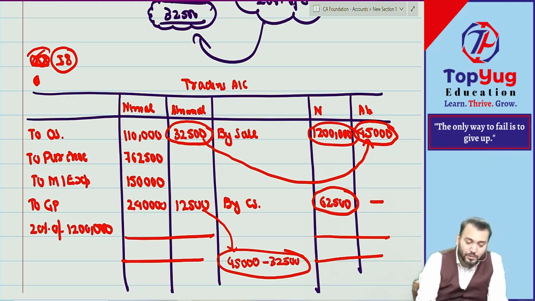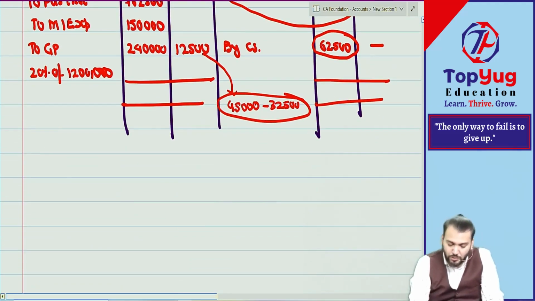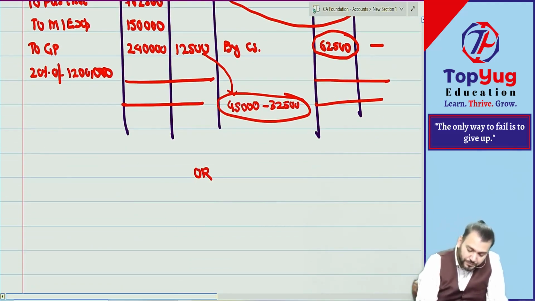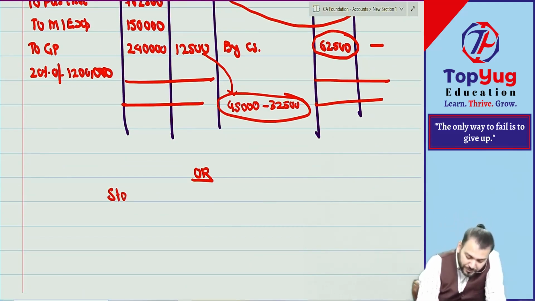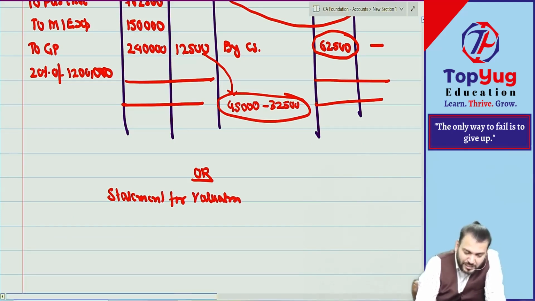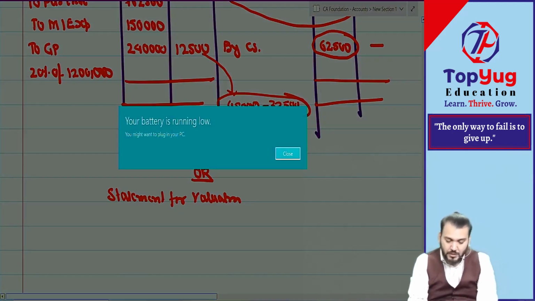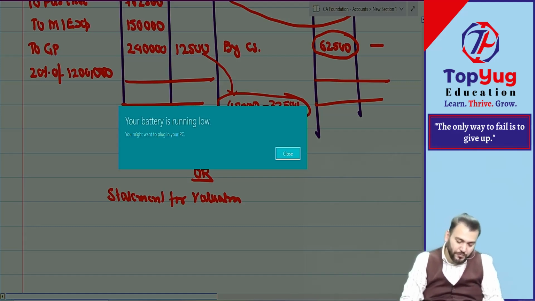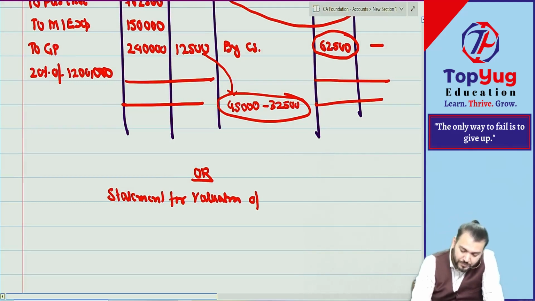Correct. Or you can do it this way also. Your choice, or as per the ICAI solution. Statement. But now you will understand this statement because you have understood the trading account. Correct now? Statement for valuation of inventory.